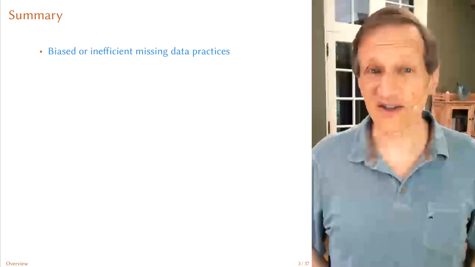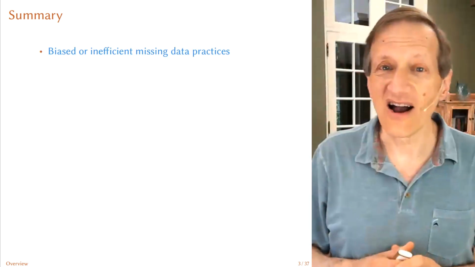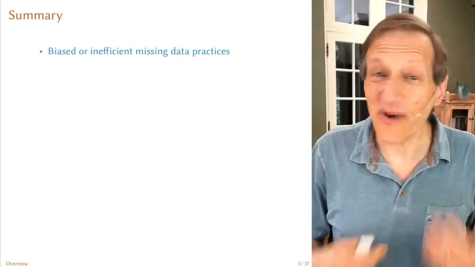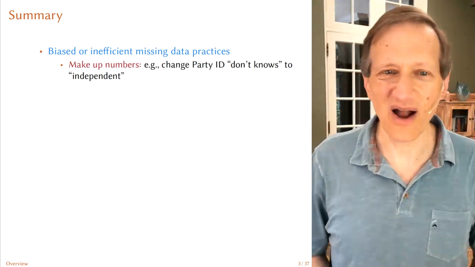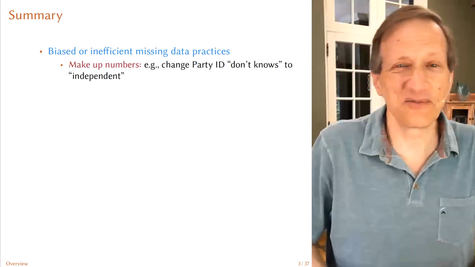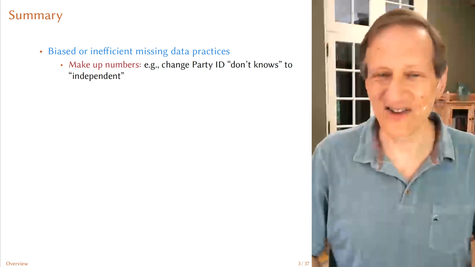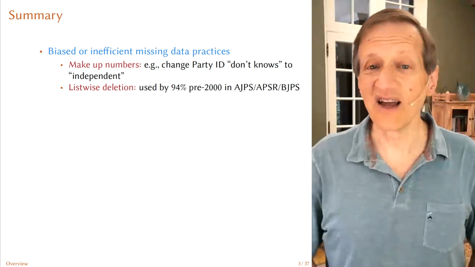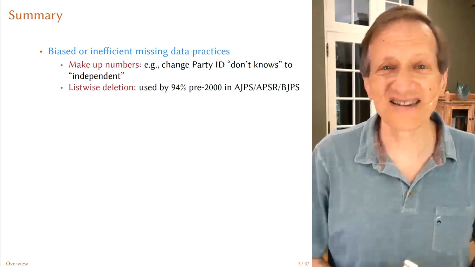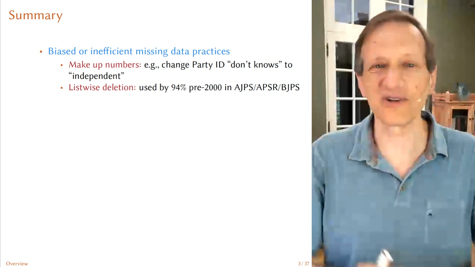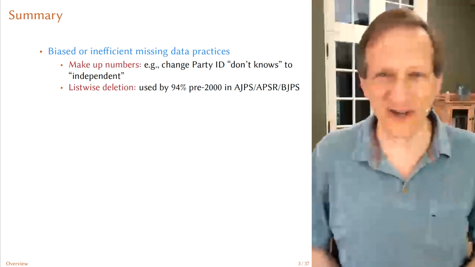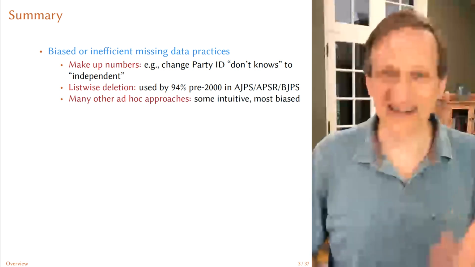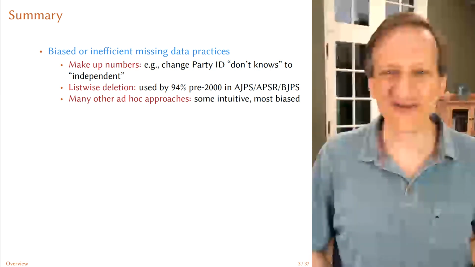All right, so here's just a quick summary. There are plenty of approaches to dealing with missing data, like the ones that I used in graduate school, that are biased and inefficient and have all kinds of other problems. Probably the chief method of dealing with missing data is just making numbers up, like the changing party ID one I gave you the example for. There's list-wise deletion. In 2000, I did a little content analysis with my co-authors, and we found in the major political science journals, 94% of authors were using that method, so it was pretty common. It's not so common anymore, but it's still relatively common.